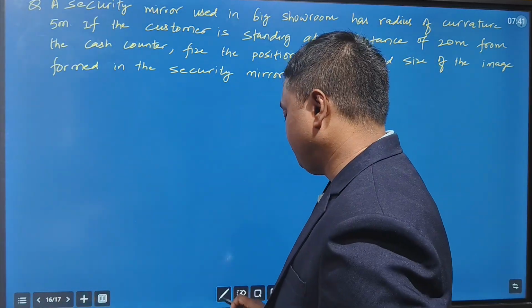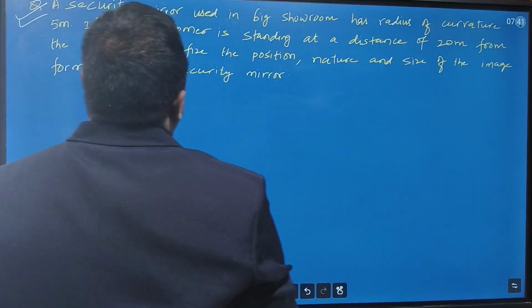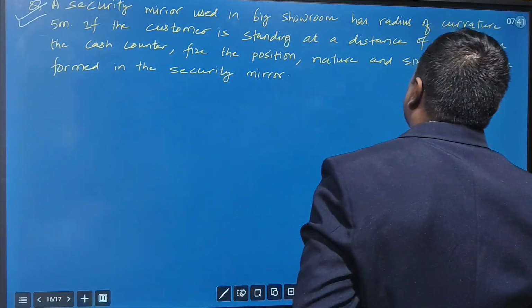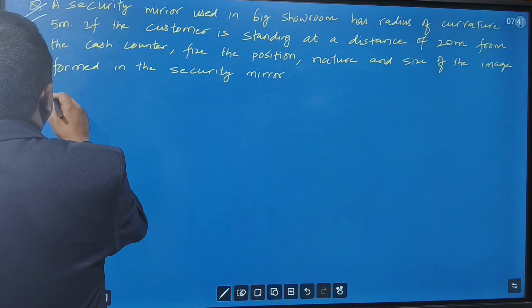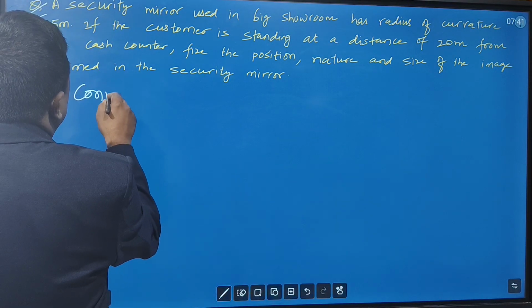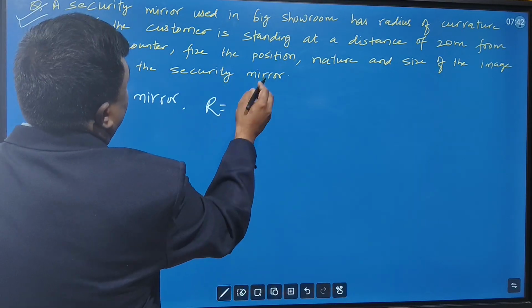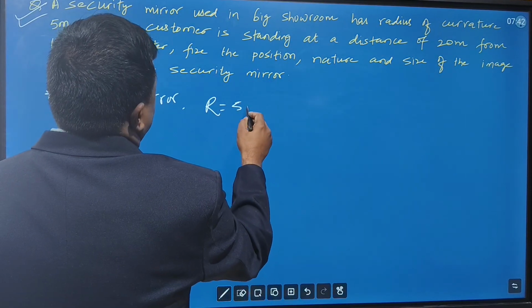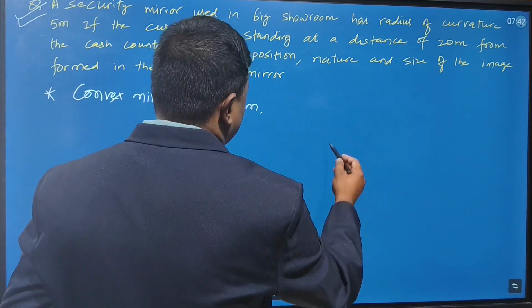Okay, let's take one problem. There is one numerical. A security mirror is used in a big showroom and has a radius of curvature of 5 meters. Security mirror, which kind of mirror is it? Obviously a convex mirror. Yes or no? Convex mirror. Okay, radius of curvature is given as how much? 5 meters.